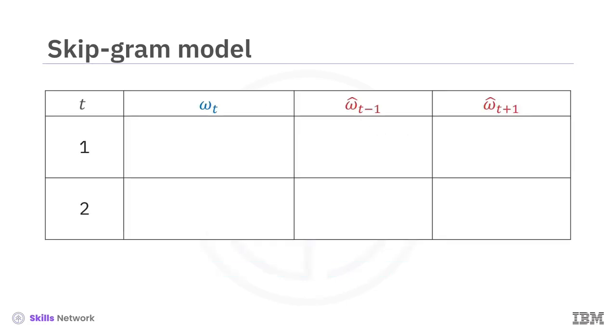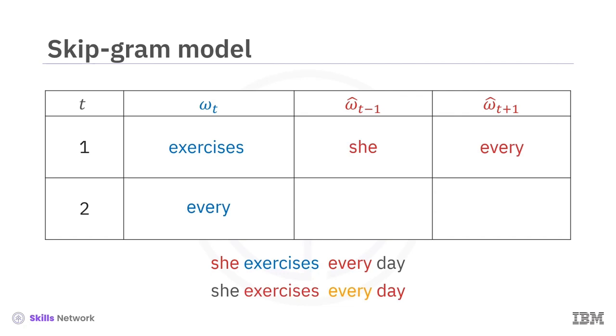For instance, it aims to forecast words t-1 and t+1 for a given target word t. At t=1, with exercises as the target, the model predicts she and every. At t=2, when every is the target, it aims to predict exercises and day. The terminology may be confusing as the target is not the dependent variable.